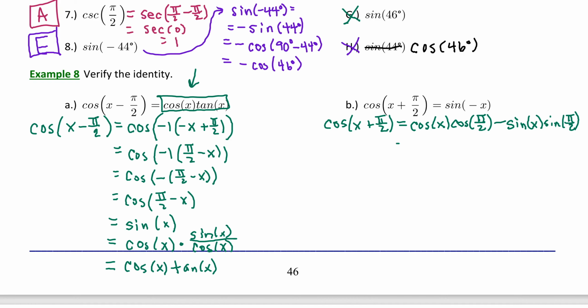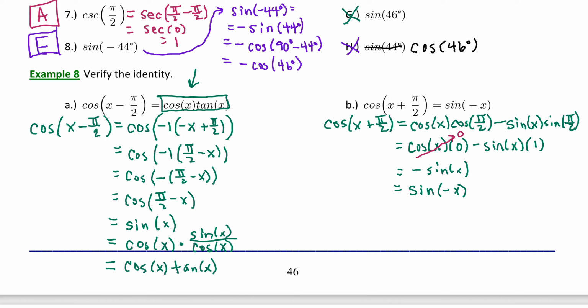We can then evaluate cosine of pi over 2. Recall that cosine of pi over 2 is 0. And we can evaluate sine of pi over 2. Sine of pi over 2 is 1. Now on the left side, cosine of x times 0 is 0, so that whole term is going to disappear. And we end up with simply negative sine of x. Okay, keep your eyes focused on the right side. That's our goal. We know that because sine is odd, we can also write this equivalently as sine of negative x. And we have verified the identity.